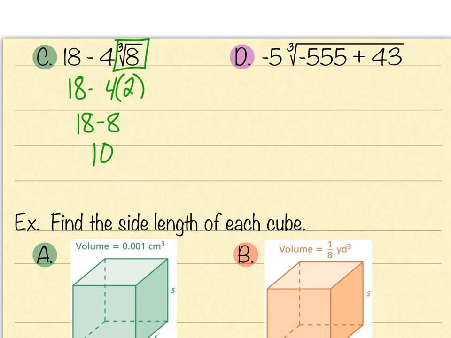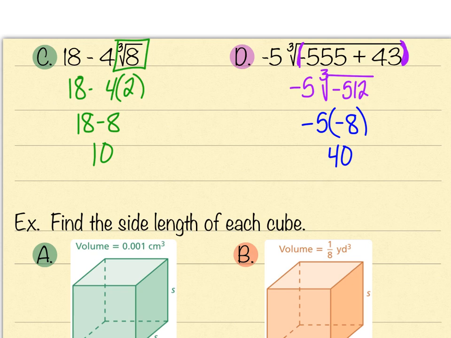Okay, the next one. I'm supposed to cube root this entire thing, so I'm going to pretend like this is in parentheses. I have to know what's under this cube root symbol, so I'm going to have to do negative 555 plus 43 first. When I subtract, because they have different signs, I get negative 512, and then I'm going to do the cube root of that, and then I'm going to multiply that by negative 5. The cube root of negative 512 is going to be negative. Remember, I can cube root negative numbers. I just can't square root them. And so that's going to be negative 8.